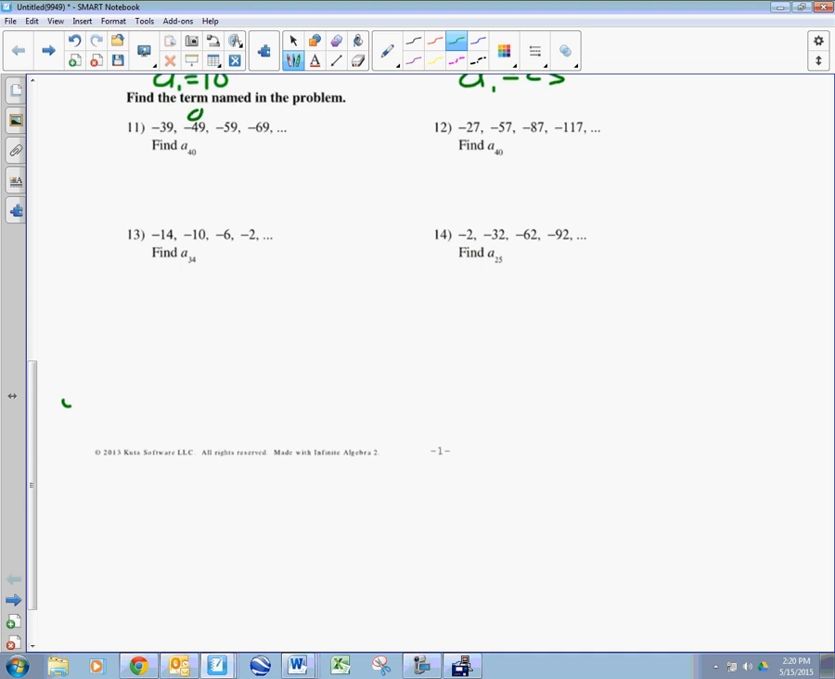So, first of all, what is the difference? Negative 10. So a sub n is equal to your first term, negative 39, minus 10 times n minus 1. Now, you could combine terms if you would like, but it's simply asking for the 40th term. So what can I plug in for n right now? 40. So a sub 40, or the 40th term, is negative 39 minus 10 times 40 minus 1. Work it out. What do you get?